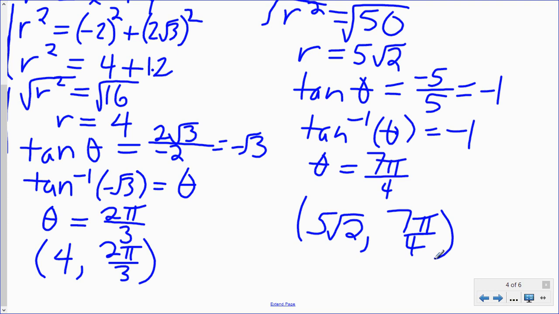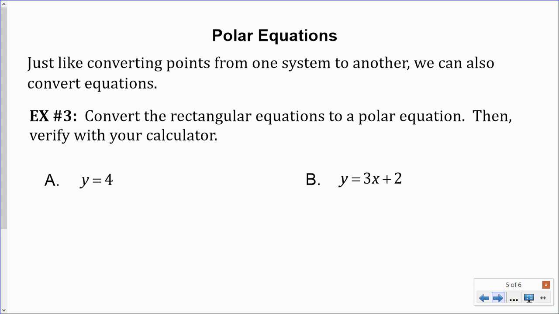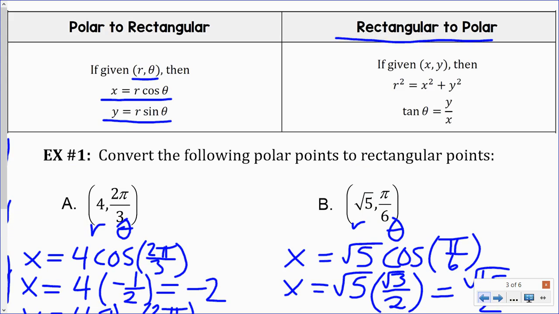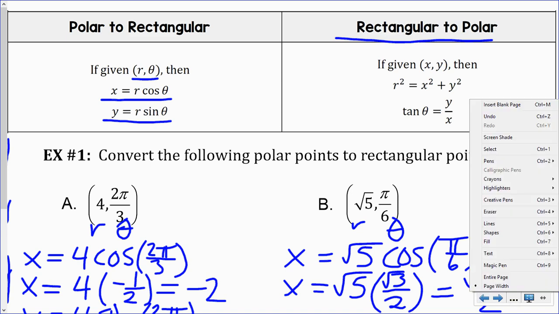Okay, moving on. Now, we can also convert equations. Just like converting points from one system to another, we can also convert equations. So in example 3, these equations are rectangular because they're in the form y equals something in terms of x. To convert these to polar equations, we're still using those relationships that we learned when we were converting coordinates. So these are super important to know.